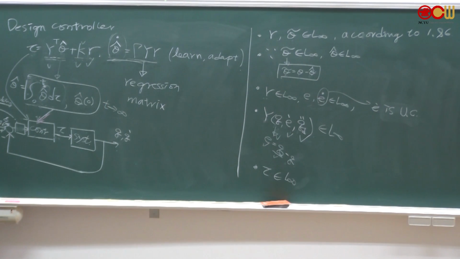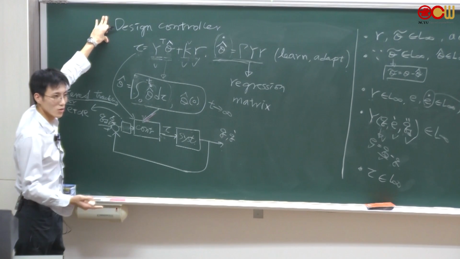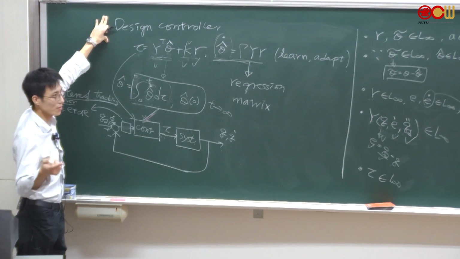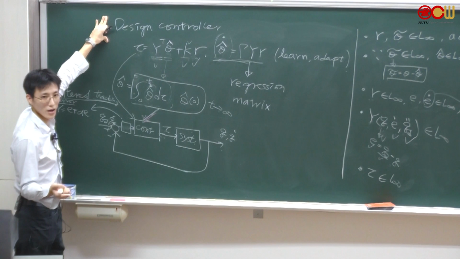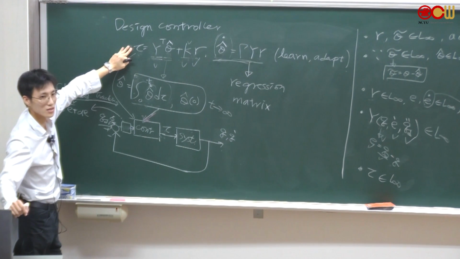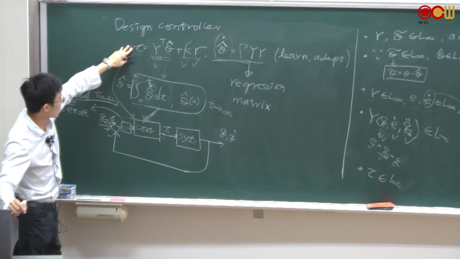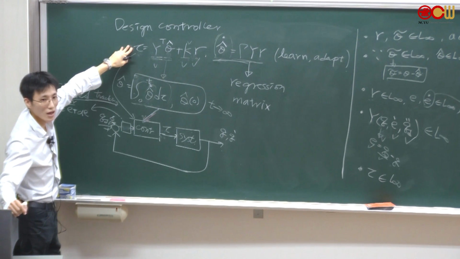So do you see how powerful the Lyapunov function is? Originally the problem was I give you open loop dynamics, M Q double dot plus and so on equals torque, and you design torque as this. And remember, dynamics is nonlinear. You don't know the solution. You design adaptive control.